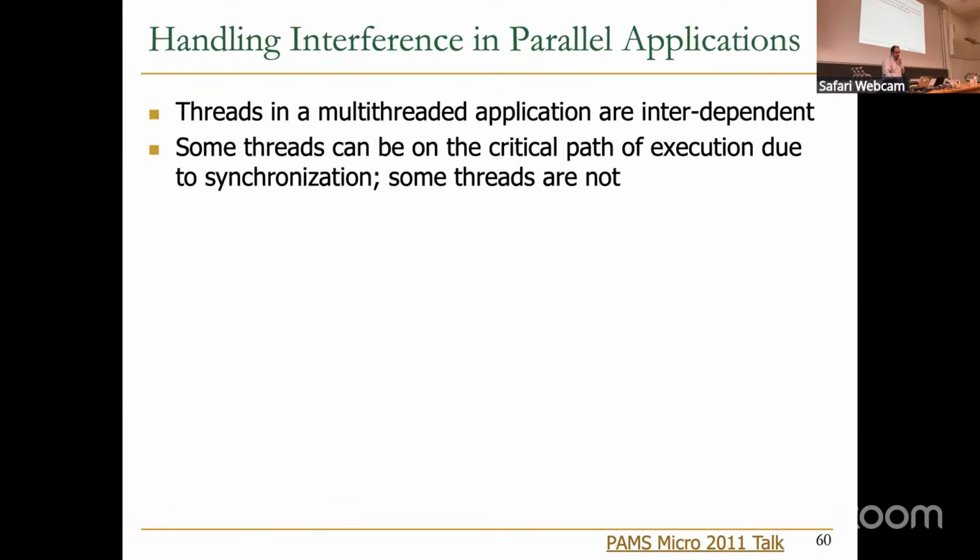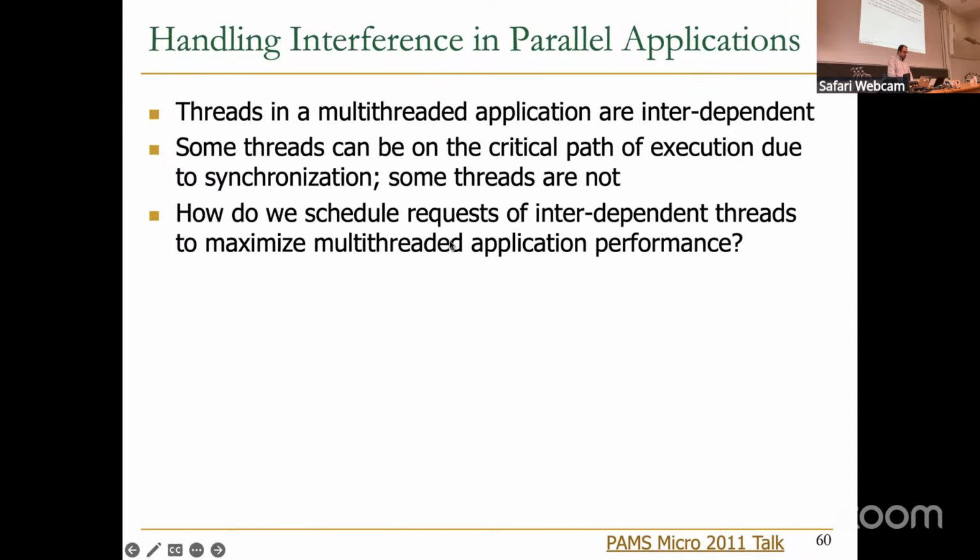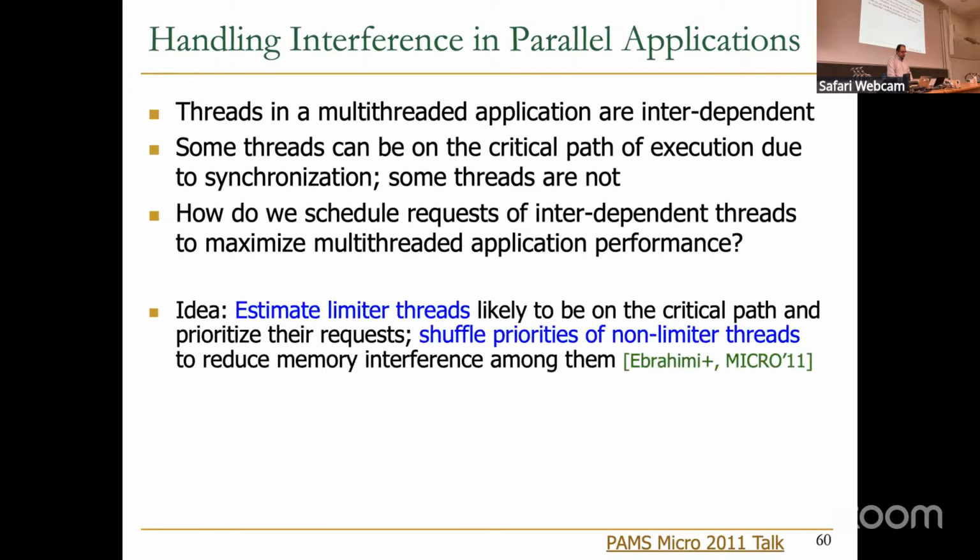Okay, so this is the paper that we discussed about this problem. Threads in multi-threaded applications are interdependent, and some threads can be on the critical path of the execution due to synchronization, and some threads are not. How do we schedule requests of interdependent threads to maximize multi-threaded application performance?